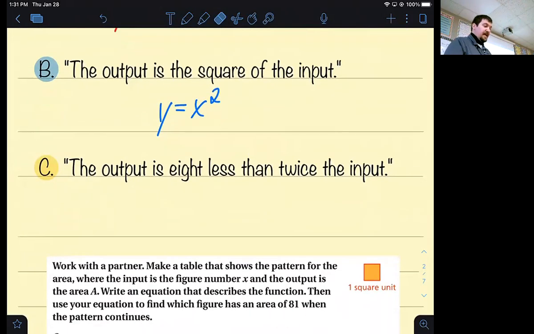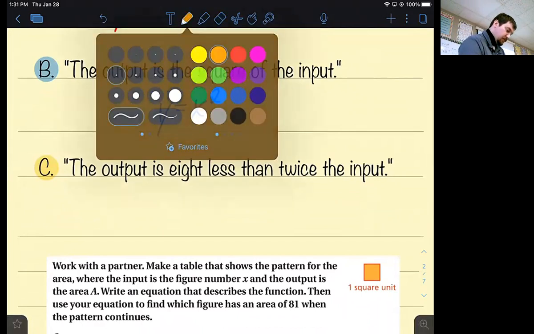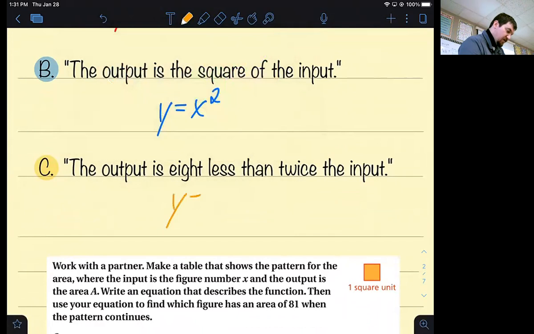Example C, the output is 8 less than twice the input. Mason? Y equals 2x minus 8. Got it. Y equals 2x minus 8, and not the other way around. When it says 8 less than, that means you're taking 8 away from something. We'll start with the something. What are you taking 8 away from? 2x. So y equals 2x minus 8.